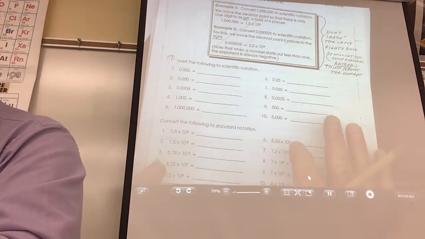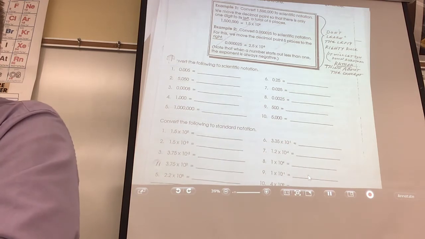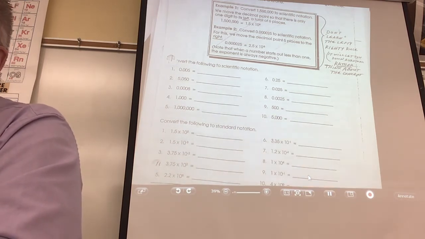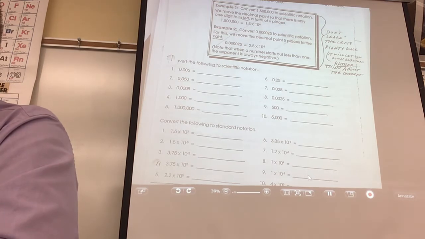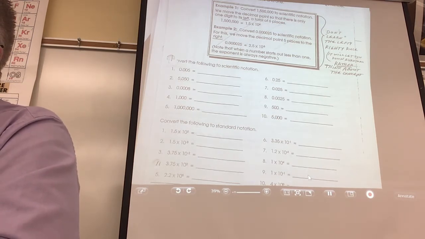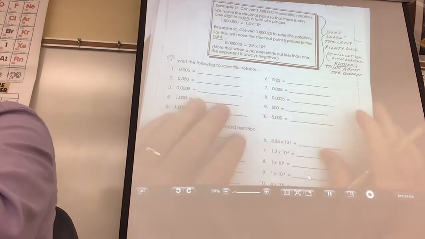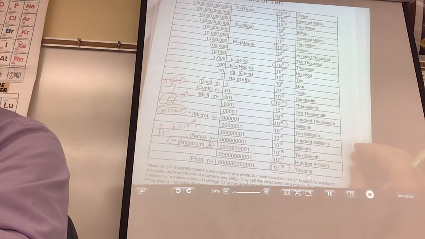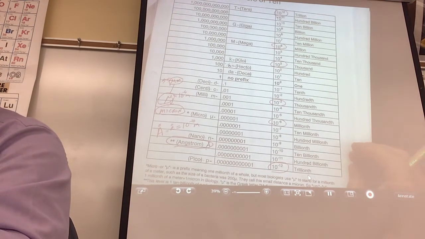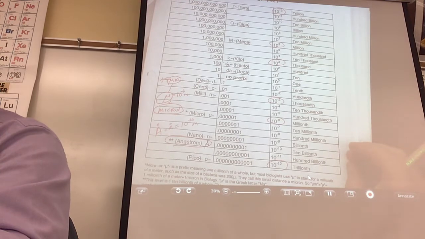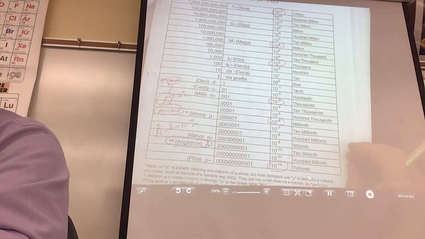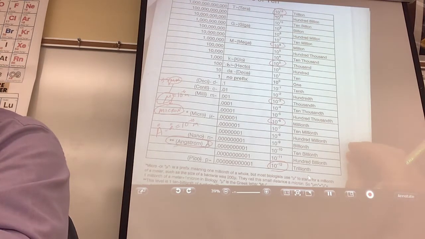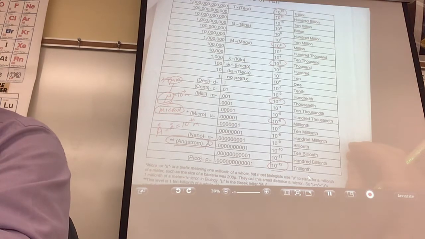Remember that first page on this handout sheet? What did all the numbers that had positive exponents have in common? What do they all have in common? If they have a positive exponent, what do they have in common? How about the ones with negative exponents? What do they have in common? What do you think? Jeff, you got an idea? If you have a positive exponent, 10 to the first, 10 to the sixth, 10 to the ninth, what kind of number are you?